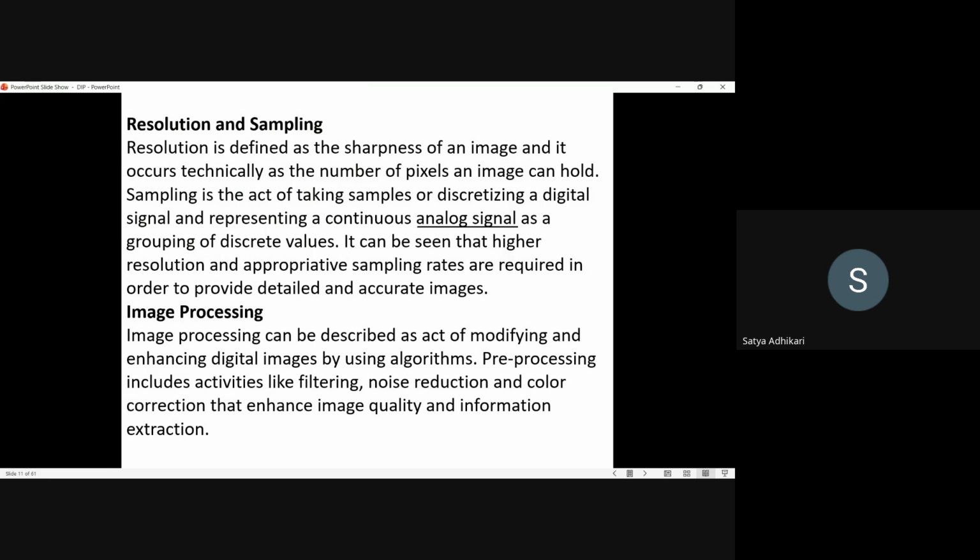Noise reduction. You know that if there is any noise, suppose some pixel value is missing, some is spurious, and there is some blurring or excess brightness, we use image processing for reduction of noise. Besides that, also color correction. We can use it to change the gray level value from one value to another value. Please recall there are clipping and thresholding. These are used to change the gray level value, which enhances image quality and information extraction.